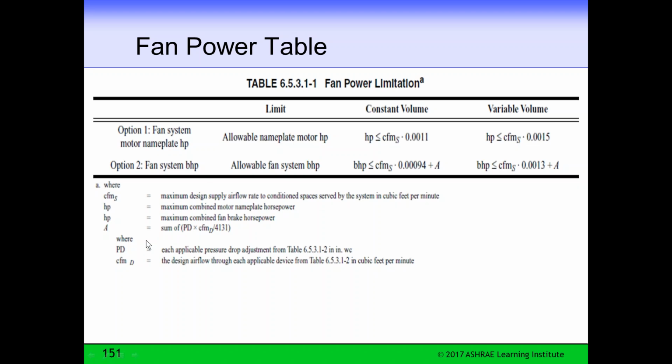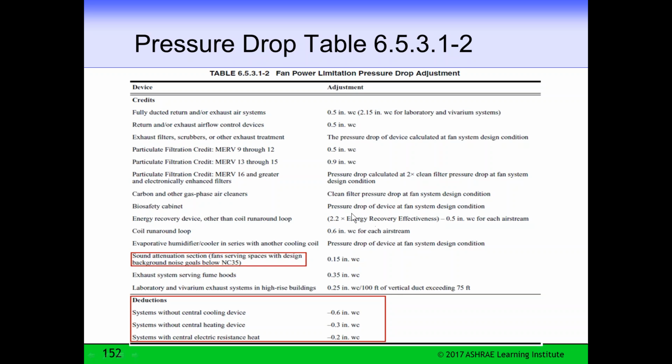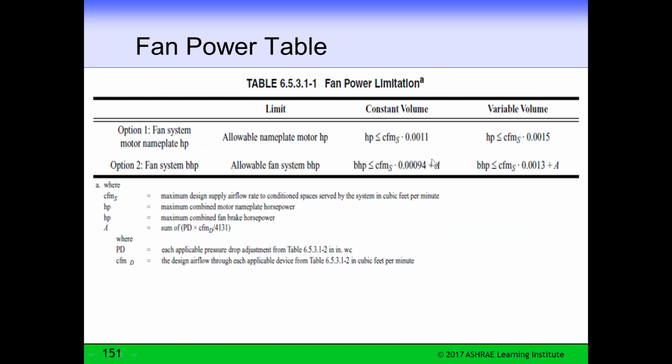And where that pressure drop is, each pressure drop adjustment from table 6531-2 in inches of water column, and again the design flow through each device on the table. So let me show you the table. Here's the table, and so these are items that normally cause some pressure drop, but that might be necessary in a well-designed system. And so what we do is we allow you to make some adjustments if you're doing these items. So you would take those adjustments and you would add them here.